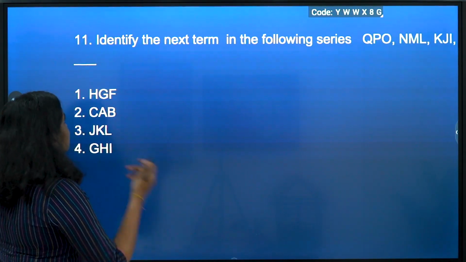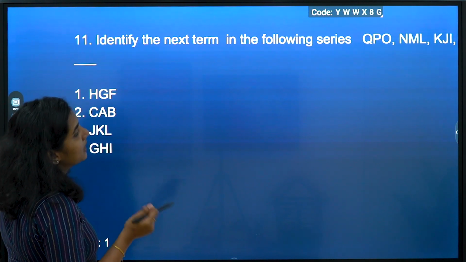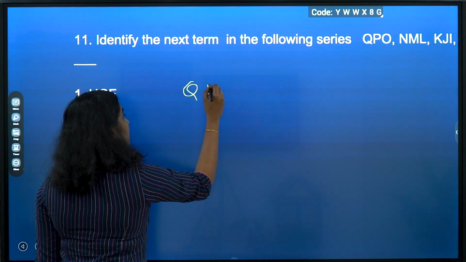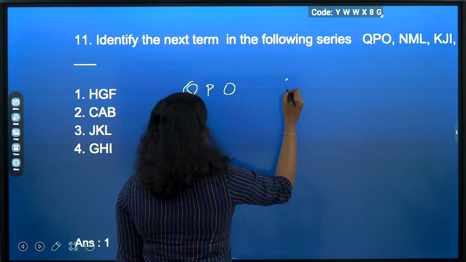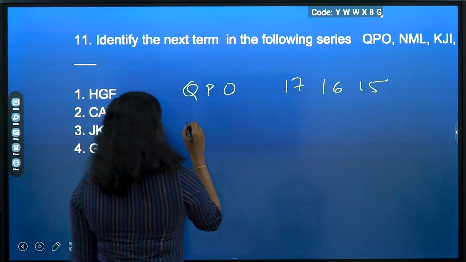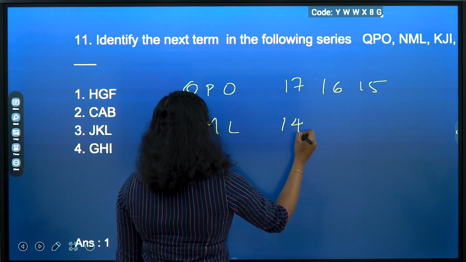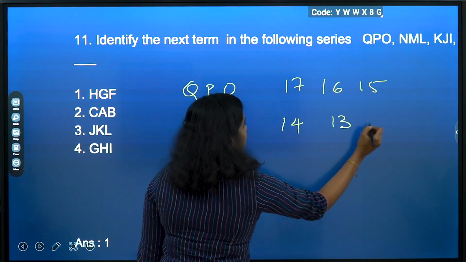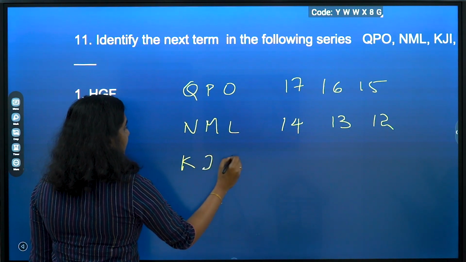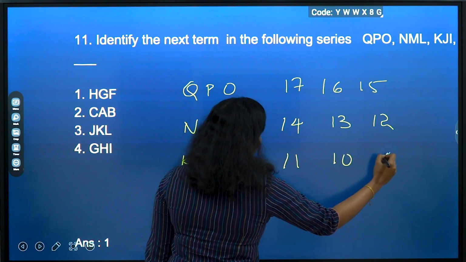Okay, so this is our next question. Identify the next term in the following series: QPO, NML, KJI. Okay, so let's write that. QPO, which is 17, 16, 15. NML, 14, M is 13 and L is 12. KJI, 11, 10 and I is 9.